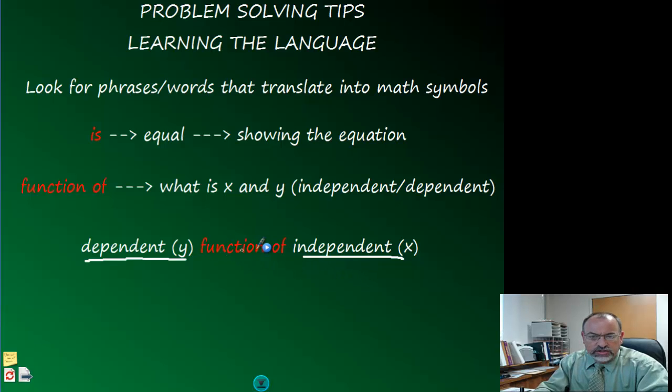Independent, I think. Right. So once we see the phrase function of, we know that the independent quantity is going to come after that phrase. The dependent quantity is always going to come before the phrase.